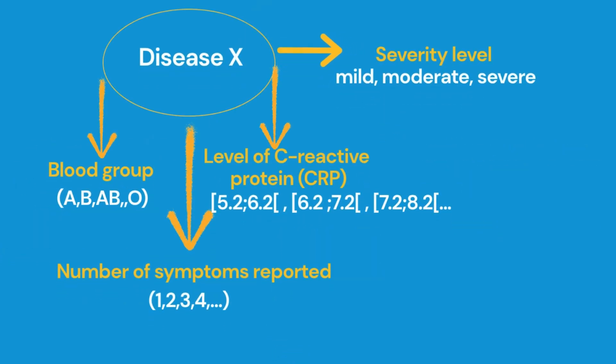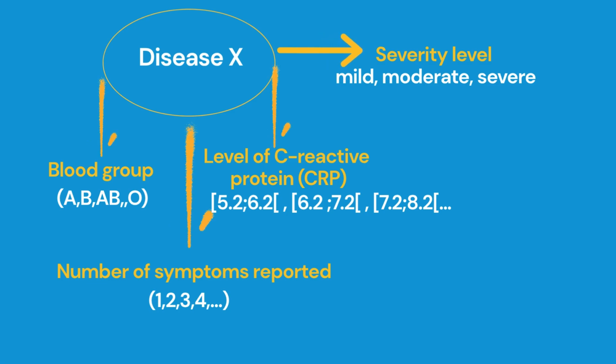Now, let's imagine we are studying a disease. We will call it disease X. We have collected data on 4 different characteristics of the patients. First, we record each patient's blood group. Second, we count the number of symptoms observed per patient. Third, we measure the C-reactive protein level in the blood, with values expressed in milligrams per liter, and fourth, we record the severity level.